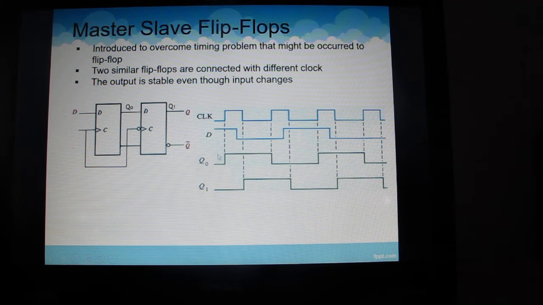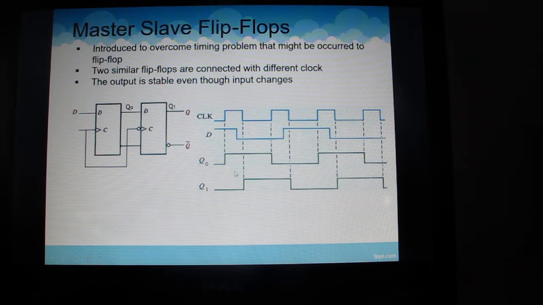If we go for the first Q0, for example, D is 1 here, and it stays until the next active positive edge. Next D is 0 here, so all will be 0 until the next cycle, when the clock becomes active here. So D is 1, it will be 1 here, and the last one will be 0.